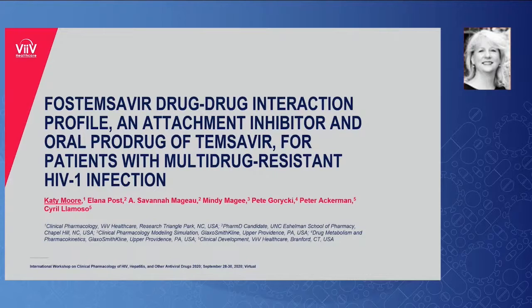Fostemsavir has a very comprehensive clinical pharmacology program with 27 phase 1 studies and 1 phase 2A study, many PK, PK/PD, and PBPK analyses. And so this presentation will focus on the application of results from the in vitro metabolism and transporter studies and all the clinical DDI studies.